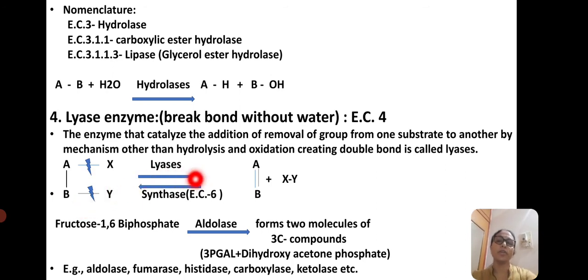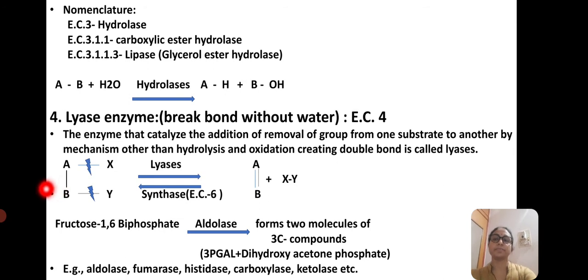The removal of one group, that is the forward reaction, may involve one enzyme and the backward reaction may involve another enzyme of another major group. And finally it is going to make a product with a double bond. Those are the lyases. We can see fructose 1,6-diphosphate in presence of the enzyme aldolase, it is going to give two molecules of 3 carbon compounds, 3-PGAL and also dihydroxyacetone phosphate.